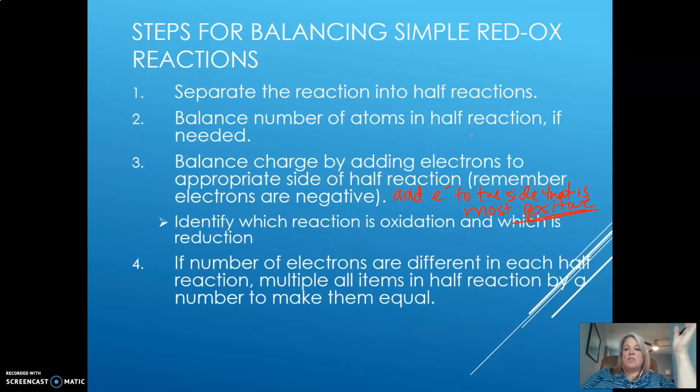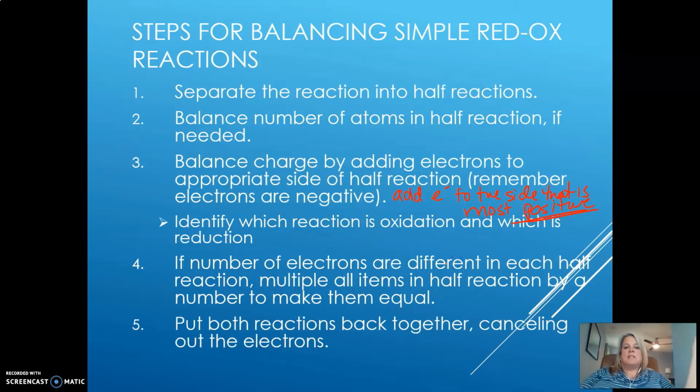The next thing we're going to do is we have to check to see if the number of electrons in each half reaction are the same. They have to be the same because whatever one thing is giving has to equal the same amount of electrons the other one is gaining. You can't give different amounts than you get. So we're going to have to multiply by a number that is a common factor so that the number of electrons that are being given are the same as the number of electrons that are being gained. This is because when we put our half reactions back together into a complete reaction, we have to be able to cancel out the electrons.